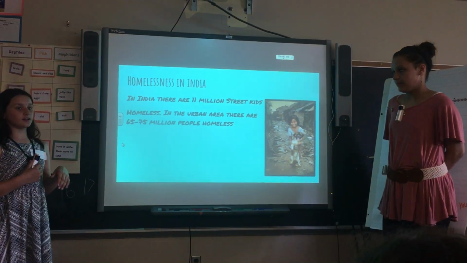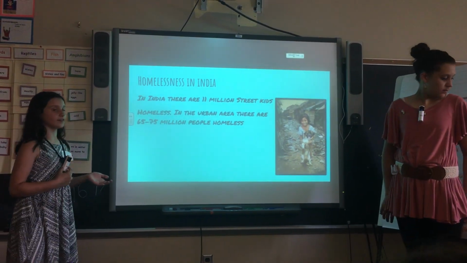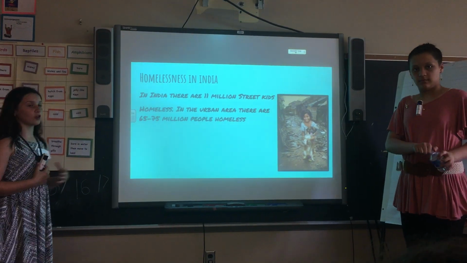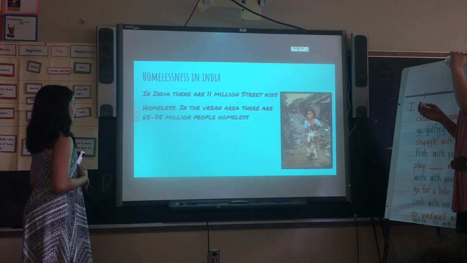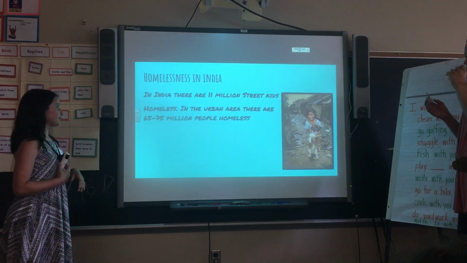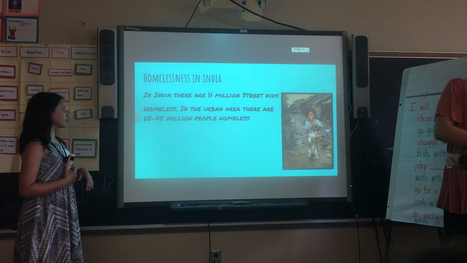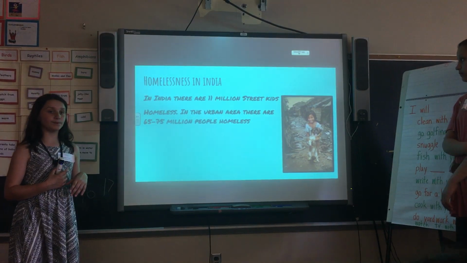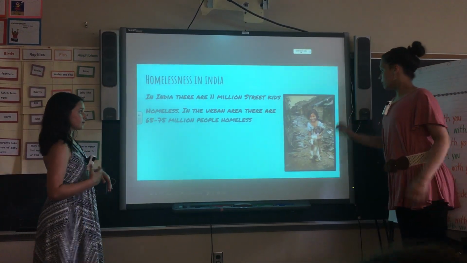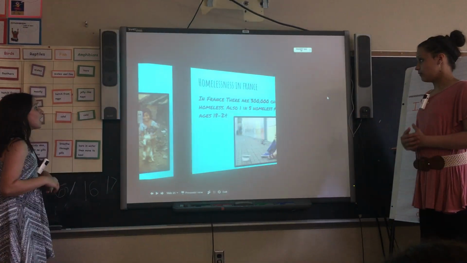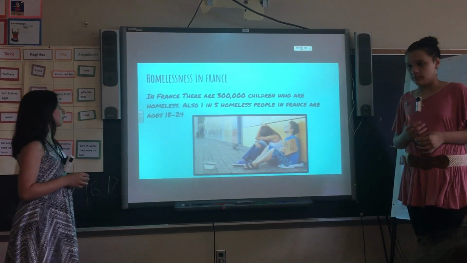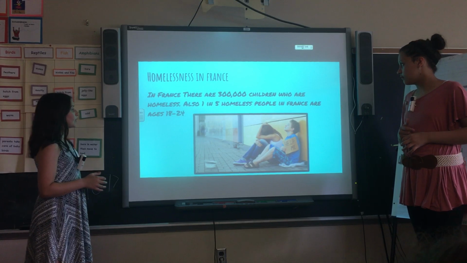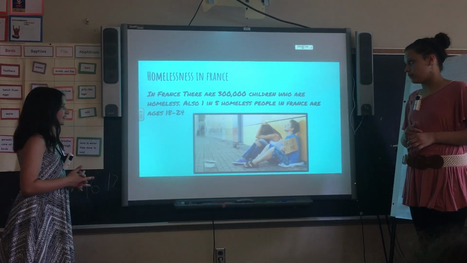Alright, so we studied not only homelessness in America, but homelessness all over the world in like the different countries. Homelessness in India. In India, there are 11 million street kids homeless. In the urban area, there are 65 to 75 million people homeless. Here's another. Homelessness in France. In France, there are 300,000 children who are homeless. Also, 1 in 5 people in France are ages 18 to 24.